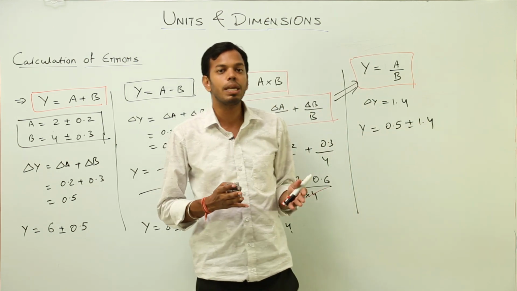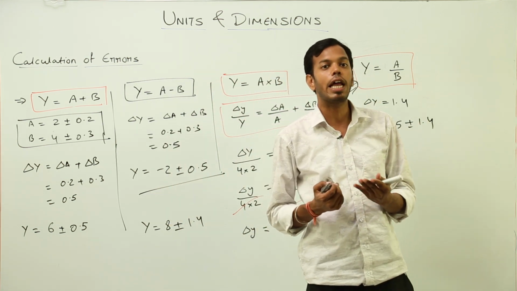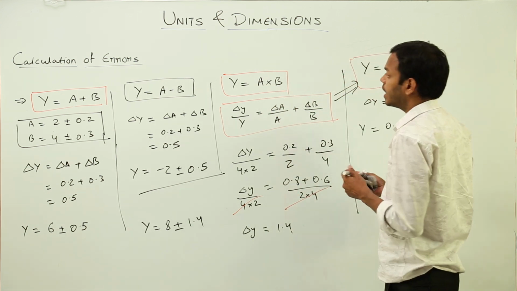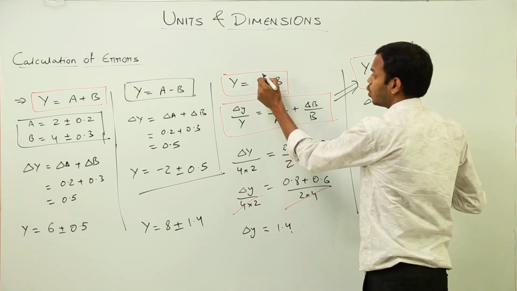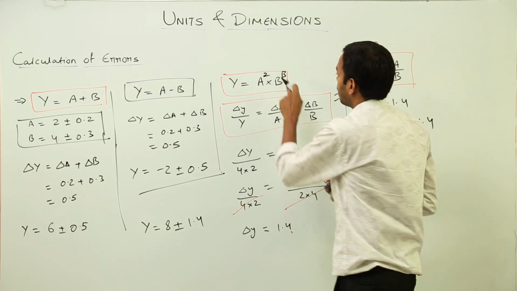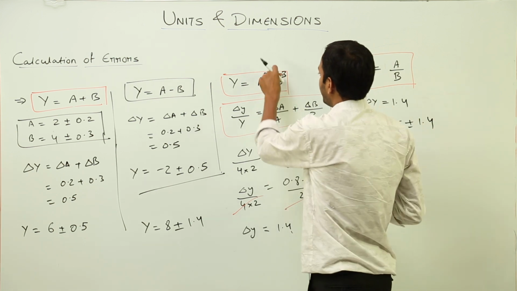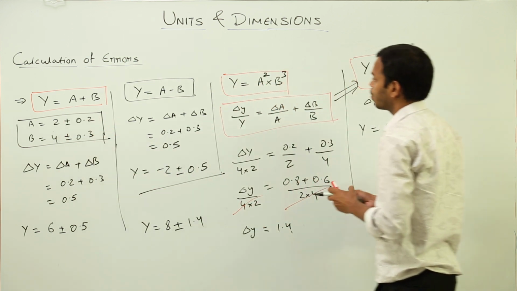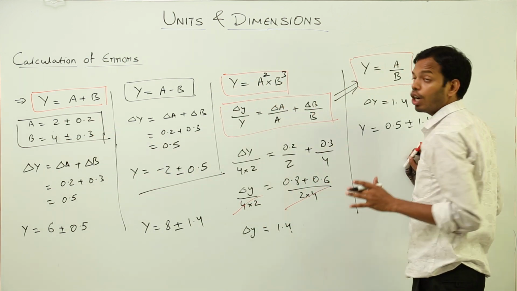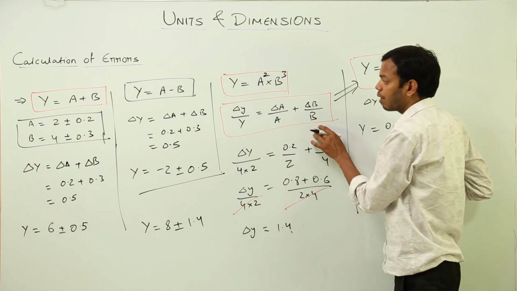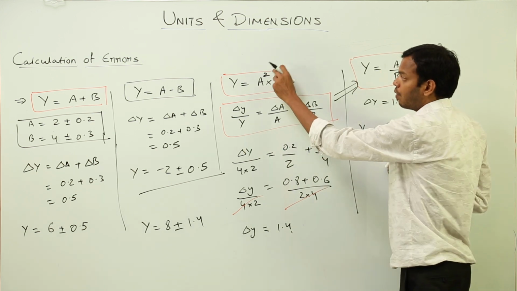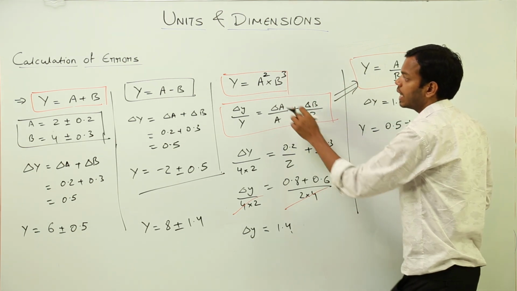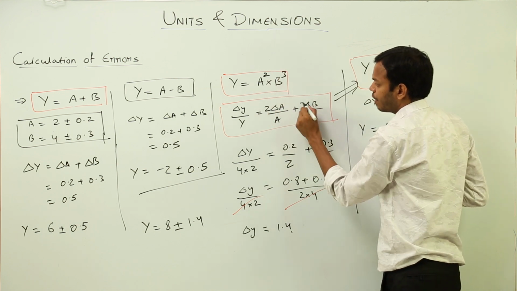So the equation was simple. My point is, on calculating the value of area, the equation was simple. It was just length into breadth. What if our equation contains some powers? For example, y is equal to a square times b cube, and we are still maintaining the same values of a and b, 2 plus minus 0.2 and 4 plus minus 0.3. So in this case, what would be the change in the main calculation equation? The powers come as a multiplication factor in the individual quantities. That means this 2 will be here and this 3 will be here.